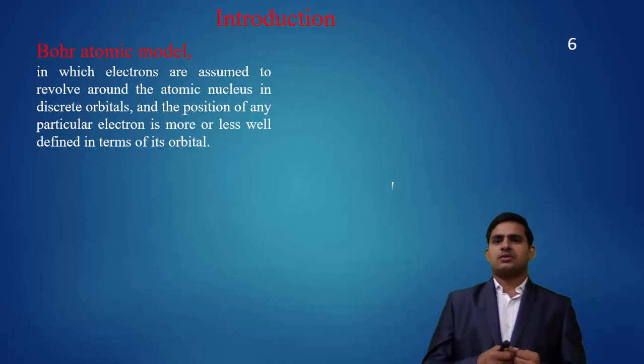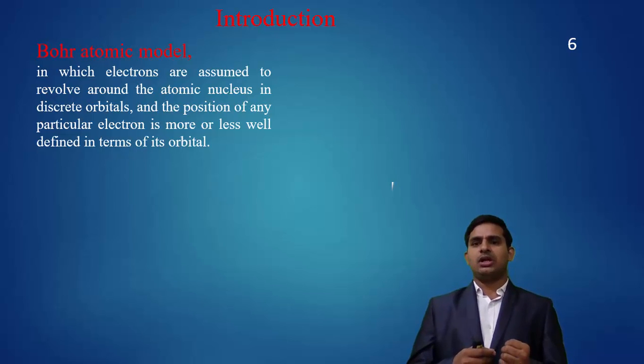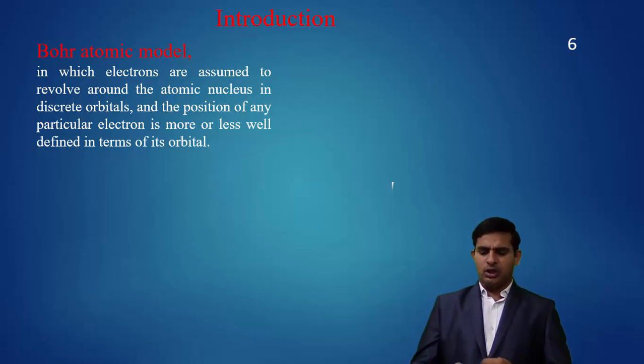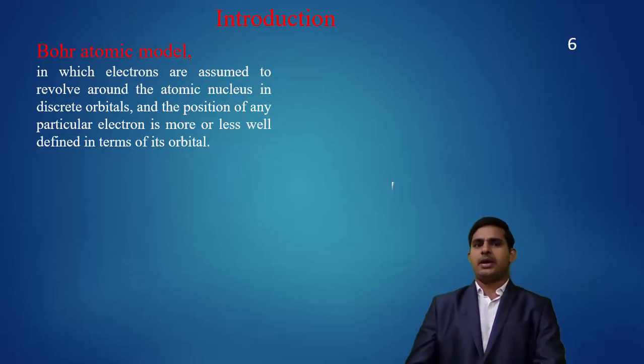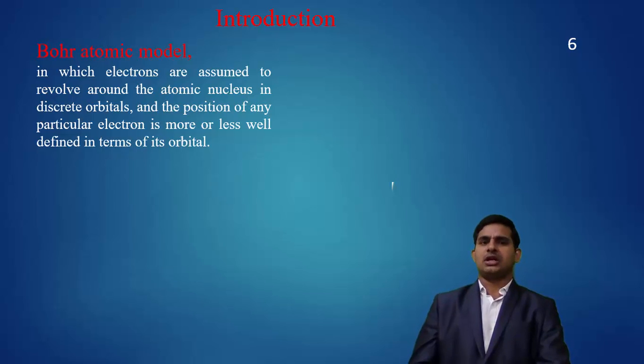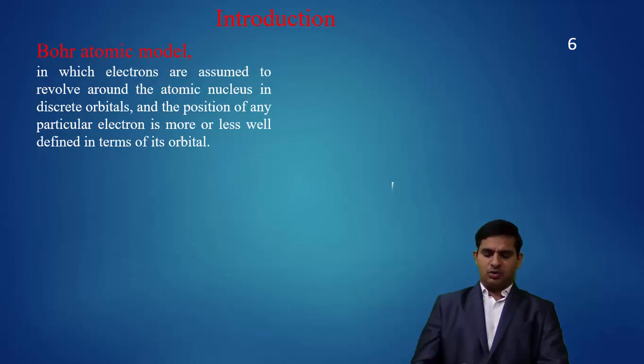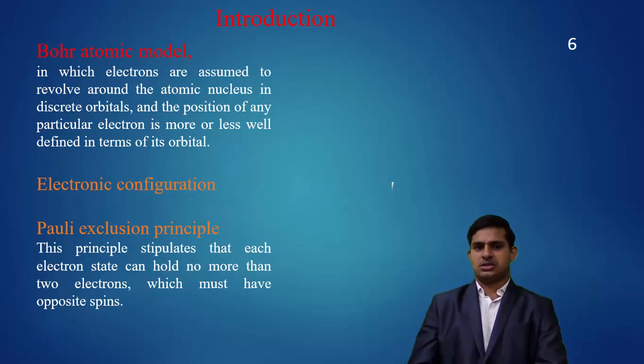In this module, we are going to discuss how the bonds are forming in solids. Before that, you already know the structure of the atom explained by Niels Bohr. According to Bohr's atomic model, electrons are assumed to revolve around the atomic nucleus in discrete orbits, and the position of any particular electron is more or less well defined in terms of its orbital. These orbitals are represented by small n: n equal to 1 is the first state, n equal to 2 the second state, and n equal to 3 the third state.